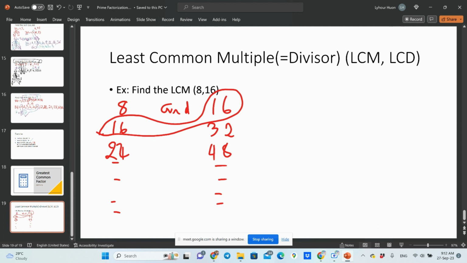So the concept is different. For the greatest common factor, we break the number into its factors and choose the greatest one. For the least common multiple, we list the multiples of the numbers, and the smallest number that we have in common is the result. So here the result is 16.